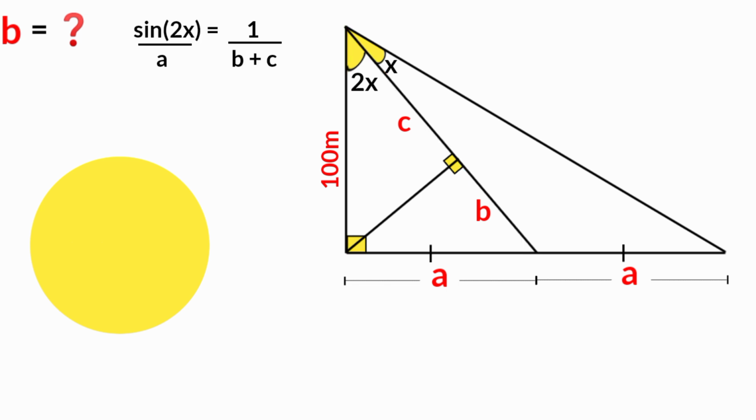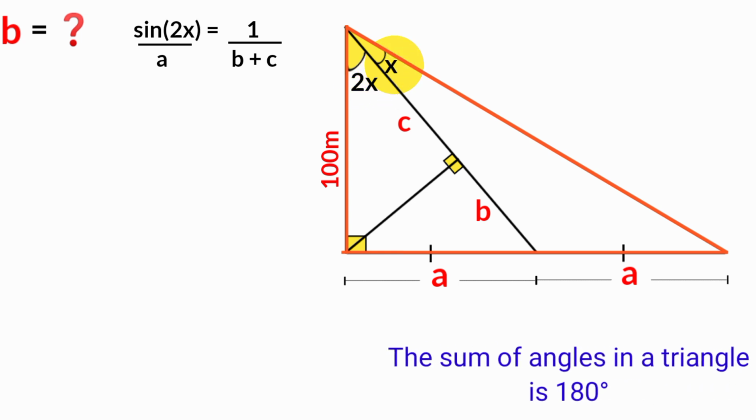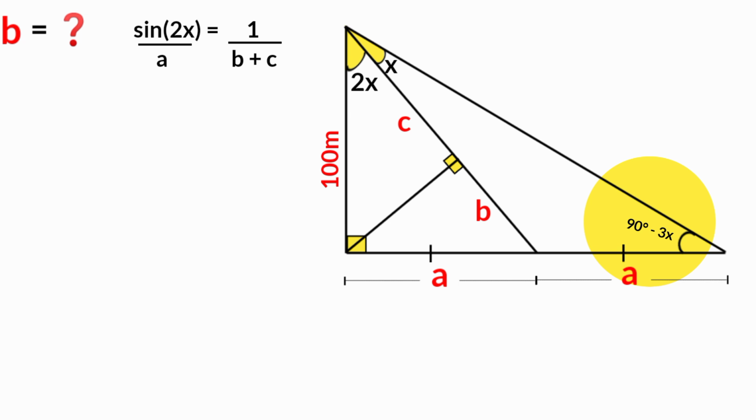We keep it aside. Now come to this big triangle. We have the size of this angle to be 90 degrees. And this is the sum of this 2x and this x. Based on the rule that the summation of angles in a triangle is 180 degrees, this angle must be 180 degrees minus 90 degrees minus 2x minus x. 180 minus 90 is 90. Minus 2x minus x is minus 3x. So the angle is 90 degrees minus 3x.